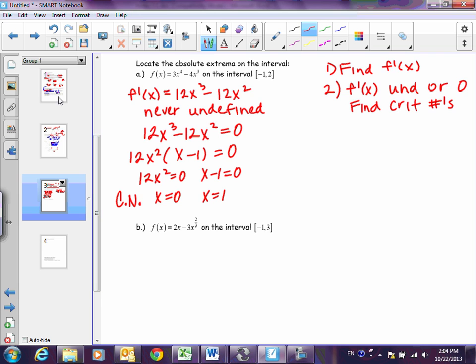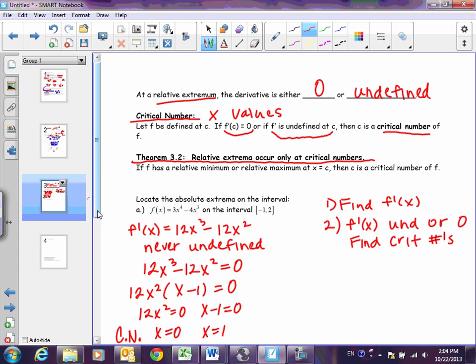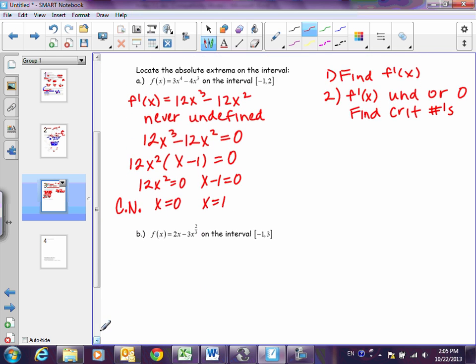Thinking back, I'm going to go back really quick to this problem right here, the very first one we did. The minimum occurred in the middle somewhere, but the maximum occurred at the end point. And that can happen, and that will happen a lot of the time. So what we need to do here is also check the end points as well. Okay? So this is what we're going to consider our end points.